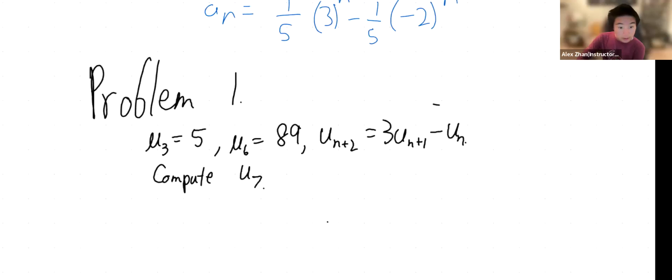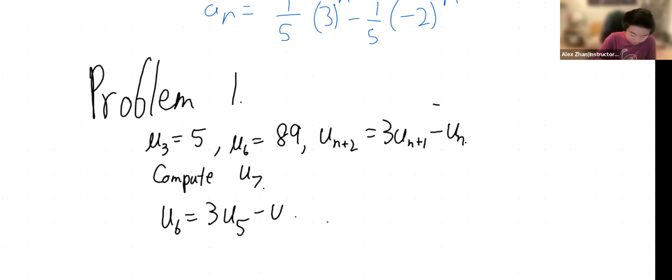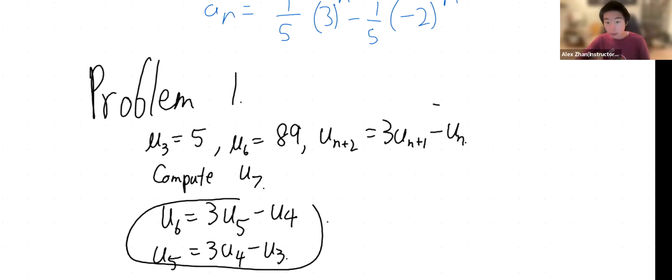Okay. Kyle John, yes, you are correct. It is 233. I actually had a slightly different idea for this one. For this one over here, we know that U6 is equal to 3U5 minus U4, and we also have that U5 is equal to 3U4 minus U3. So we have these two equations.